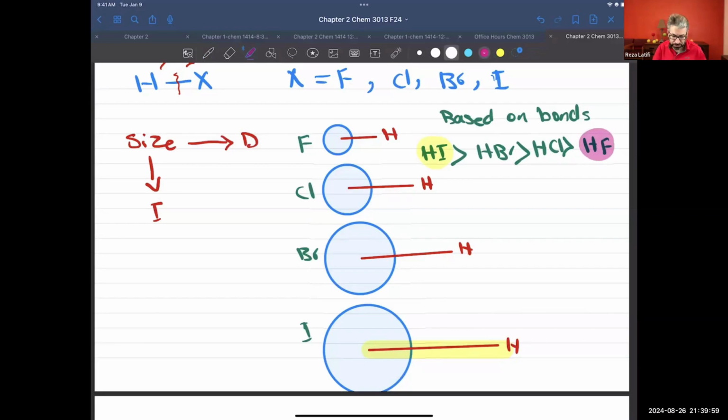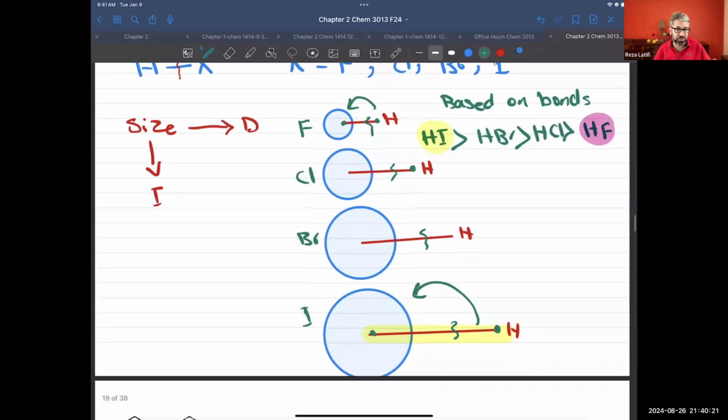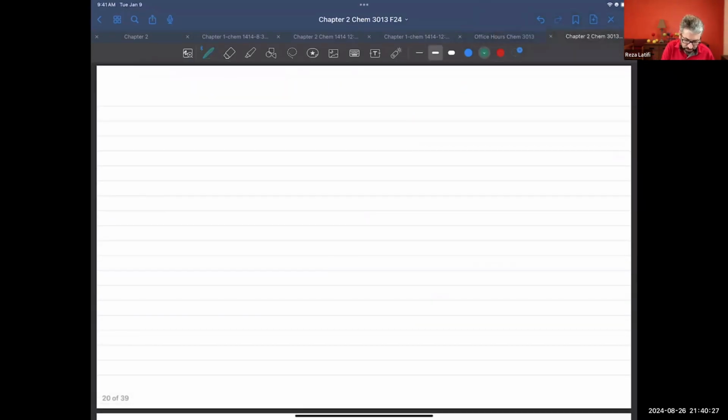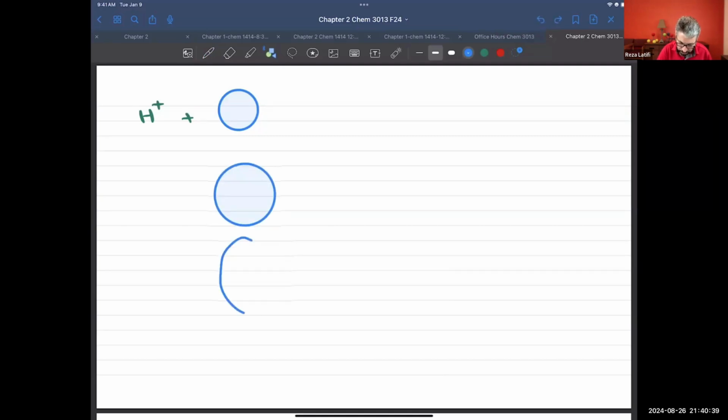Now what will happen if you break those bonds? If you break them, those two electrons will be taken by the anion. When I say anion, I'm talking about the halogen element: fluorine, chlorine, bromine, or iodine. Let's give them the electrons. If we give them the electrons, we're going to get H plus and fluoride, chloride, bromide, and this one is going to be iodide.